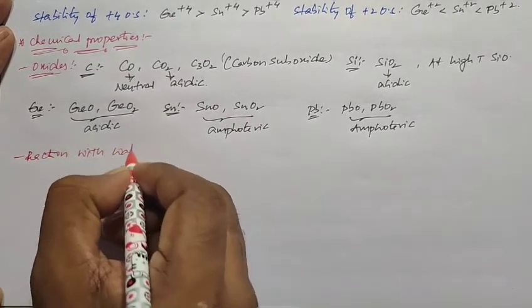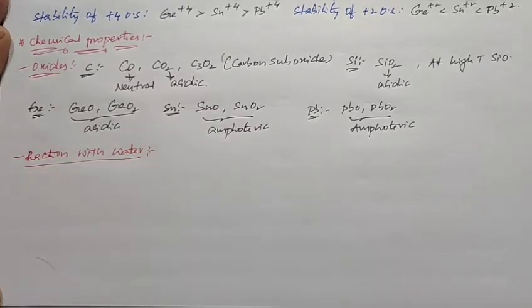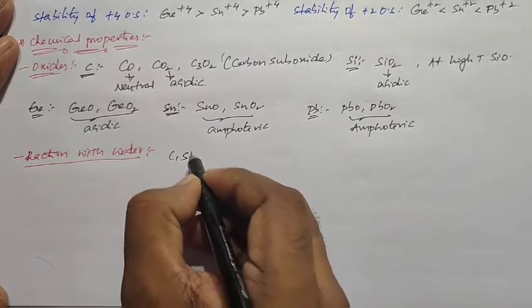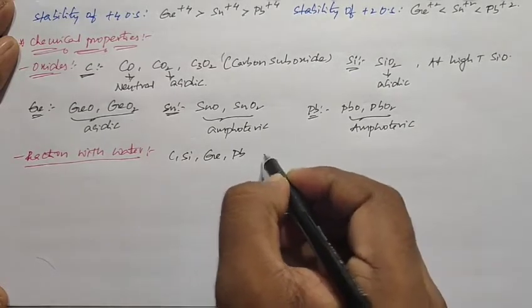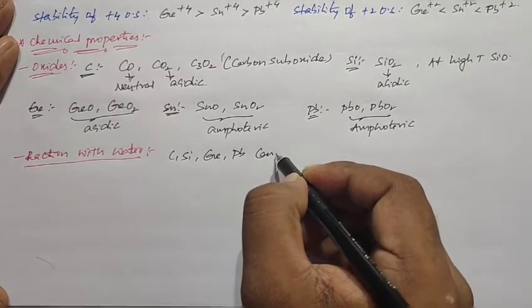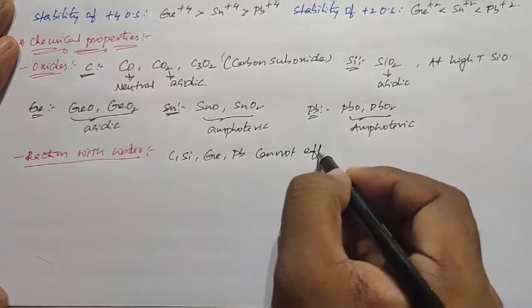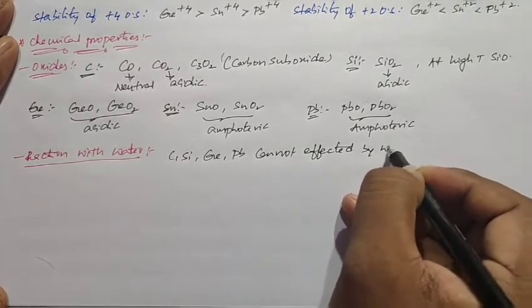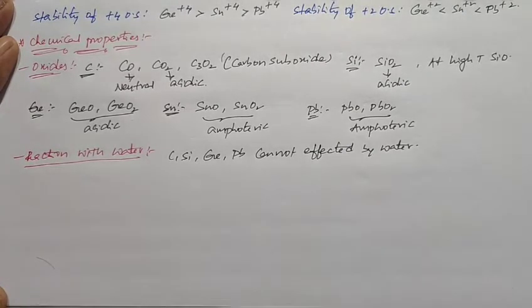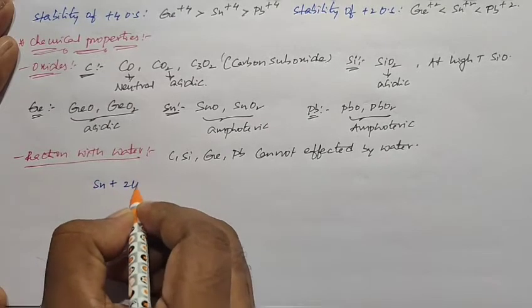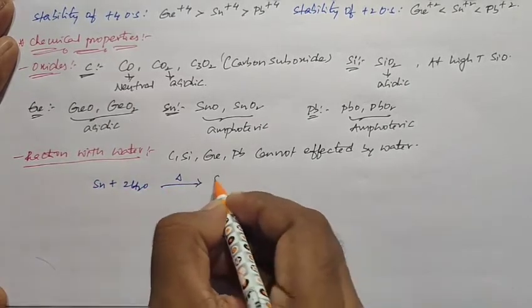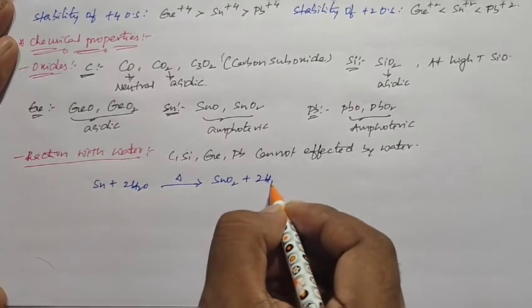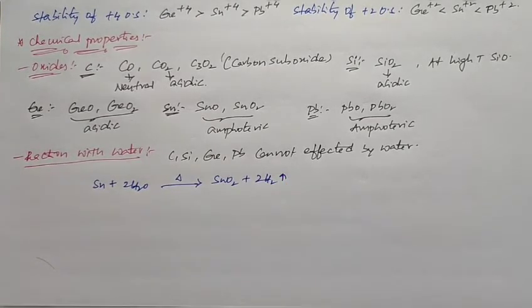Reaction with water. In group 14 elements, the remaining are not affected by water, but tin can be affected by water at high temperature. So carbon, silicon, germanium, and lead are not affected by water, but tin can react with water at very high temperature, forming tin dioxide and liberating hydrogen gas. So this is about reaction with water.